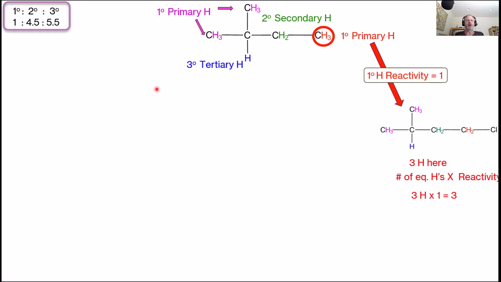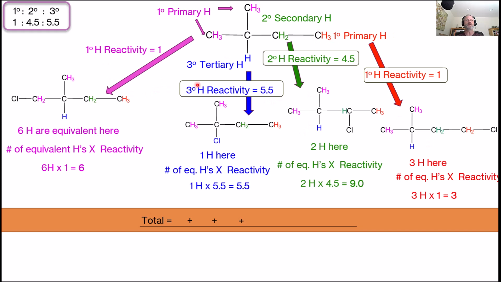Now, if we put all that together, we get a busy looking slide here. But this is just a summary of the 4 positions that we looked at. You get a total of 6 for the contribution of these 2 positions at the top. And then down here, we have a factor of 5.5, and then a factor of 9 and 3. So here we have a method to calculate the product distribution with these numbers.